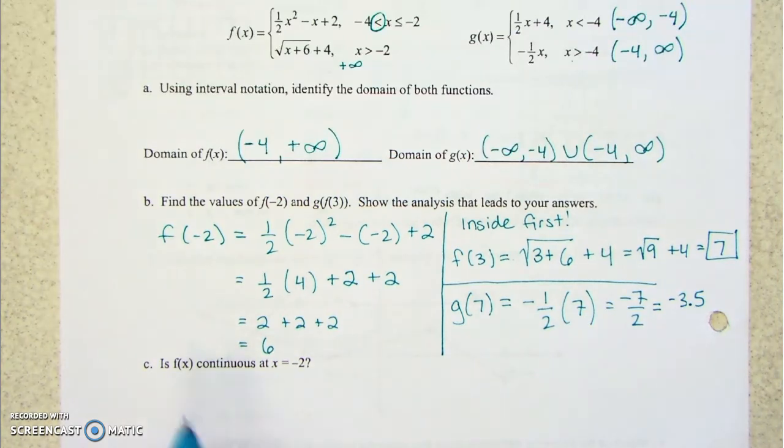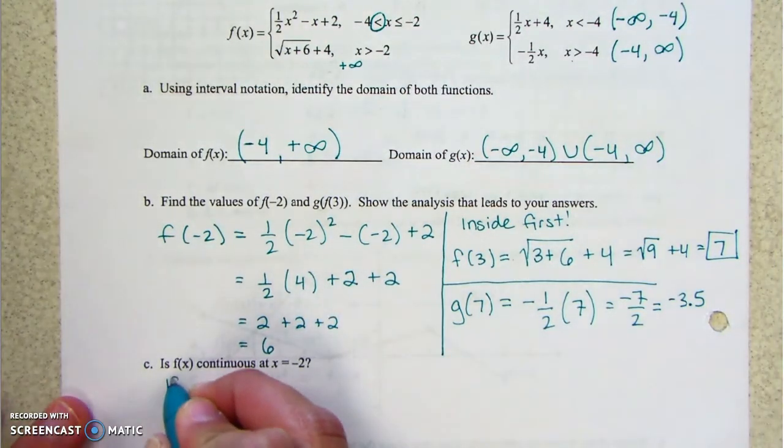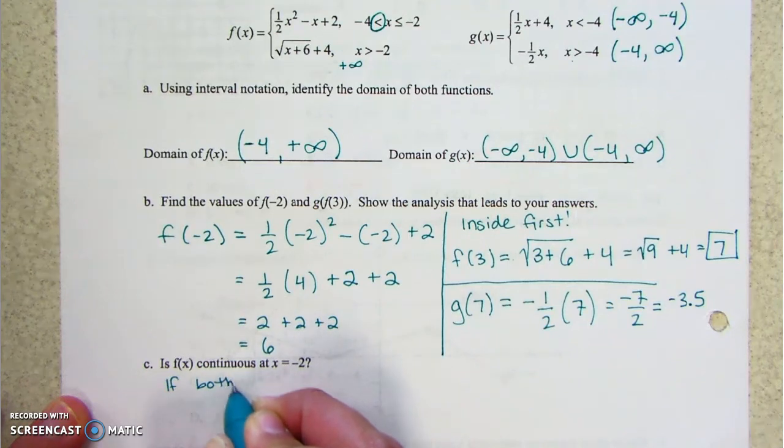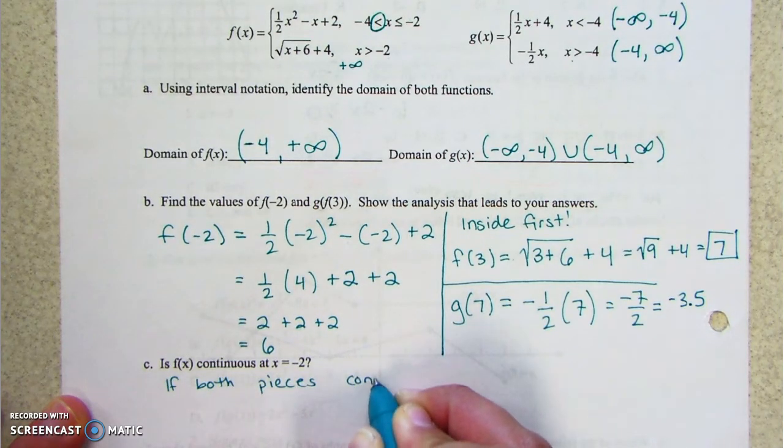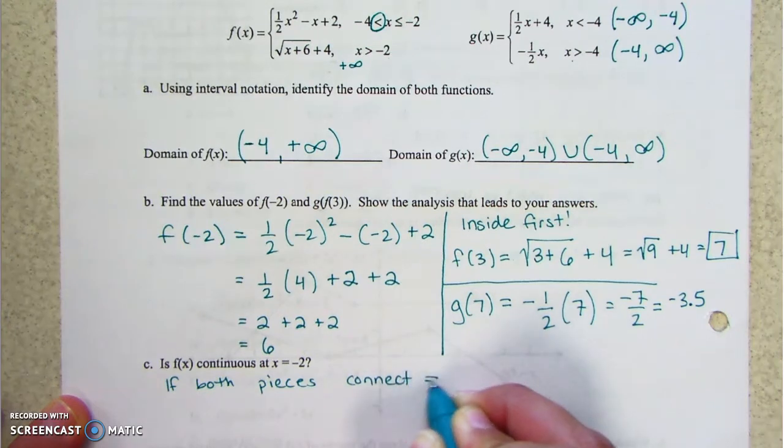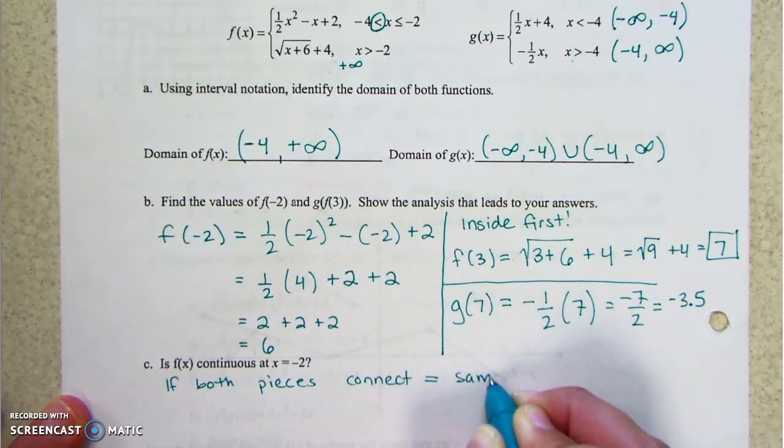Okay, is f continuous at -2? This is a yes or no answer. We know it's defined at -2, but is it continuous? So f will be continuous if both pieces connect, which means they have the same y value.